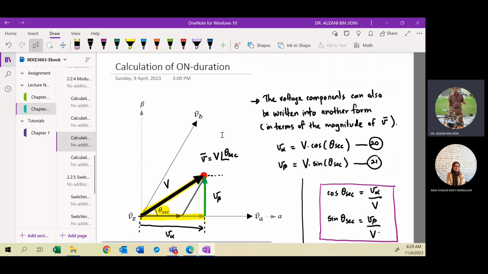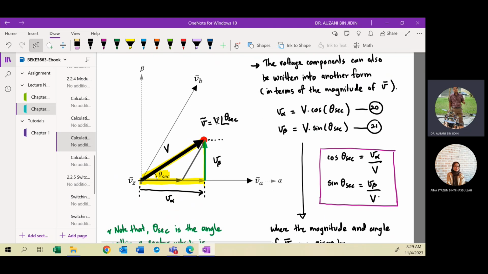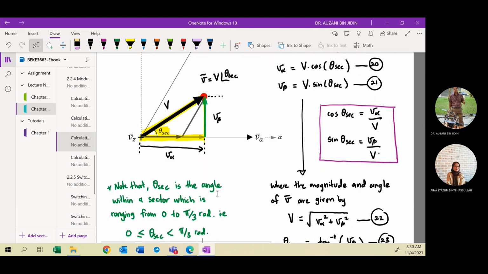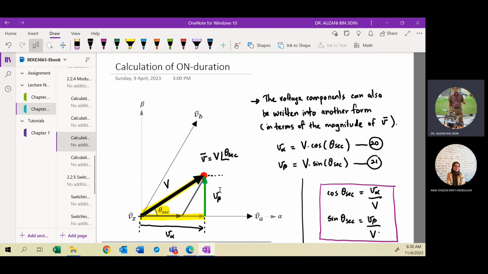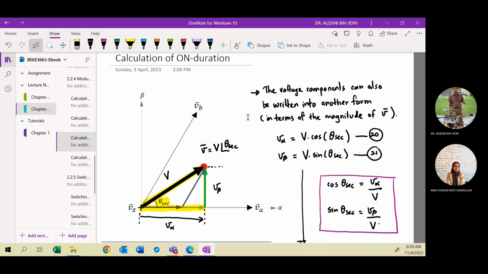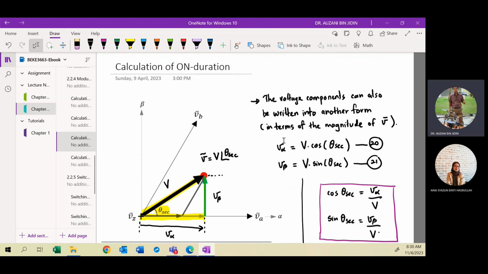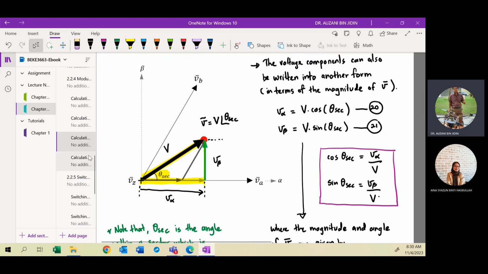Okay, this is an illustration for general representation. So we just state VA and VB. We do not state at which sector the space vector is located. So this is the general representation. You have VA and VB as adjacent vectors, and VZ or V0 as the zero vectors. Now this page mentions that you can state the space vector in rectangular form, V alpha and V beta. Okay, now we move to the next page.